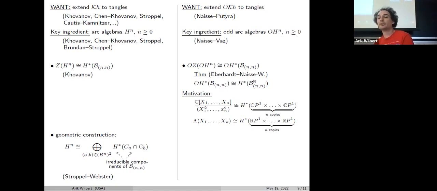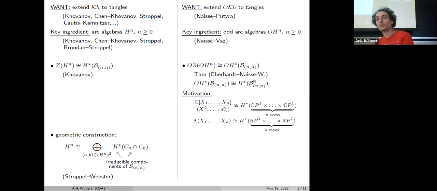And so if you think about this, what's CP1? Well, CP1 is kind of the easiest flag variety that you can think of, right? It's like lines in a 2-dimensional space. So the idea was to look at the odd version and see if we can realize the exterior algebra as something similar. And then you see, well, what's the exterior algebra? Well, that's just a cohomology ring of a bunch of RP1s, right? So then what's RP1? Again, it's a flag variety, right? It's lines in a 2-dimensional real space.